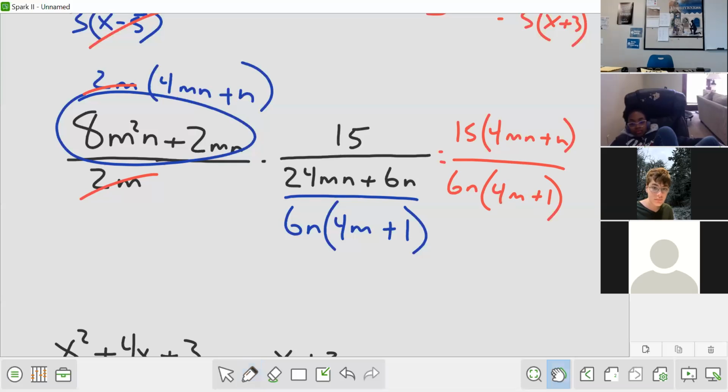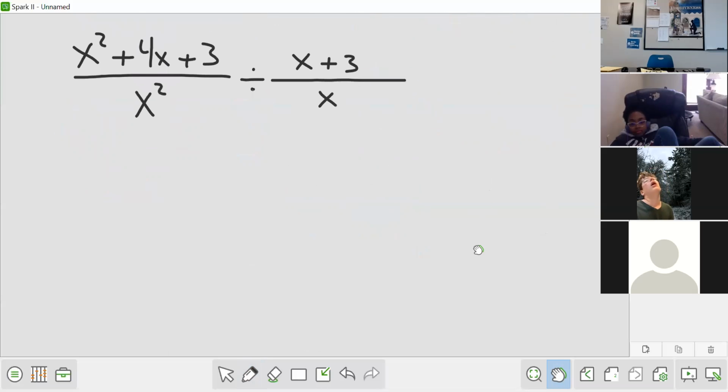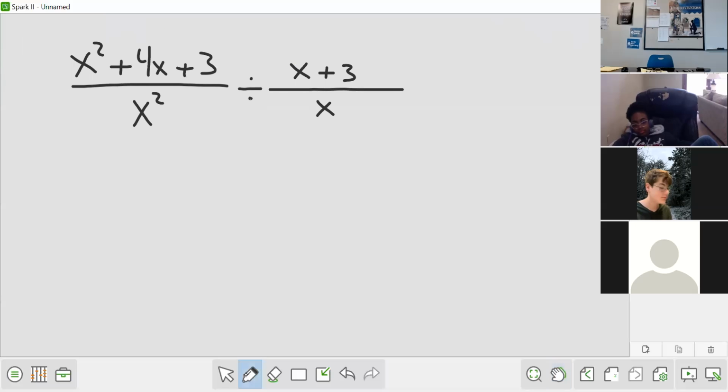All right. Now, when I have division, though, I do the same sorts of things. You just flip the fraction. So, how would I factor this?